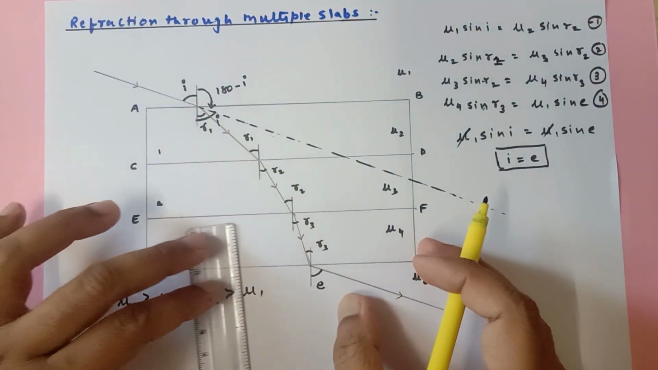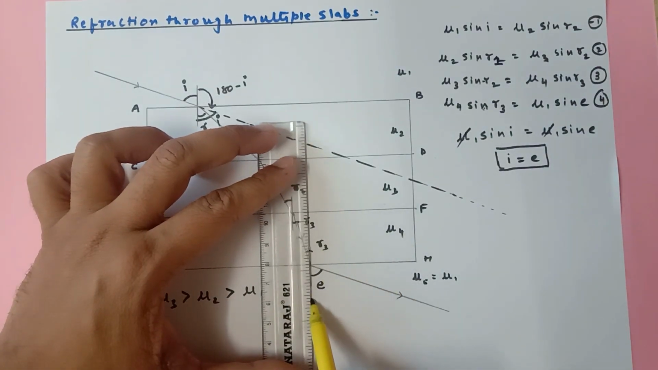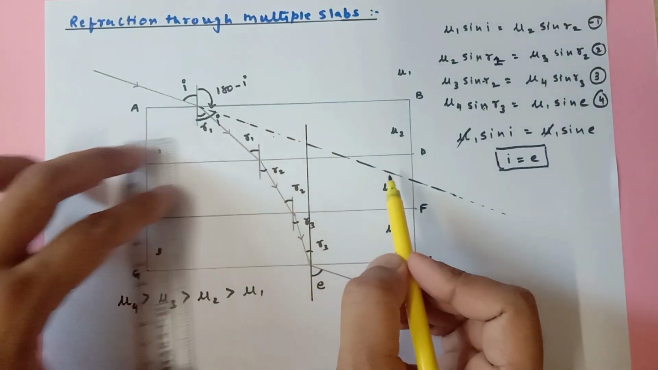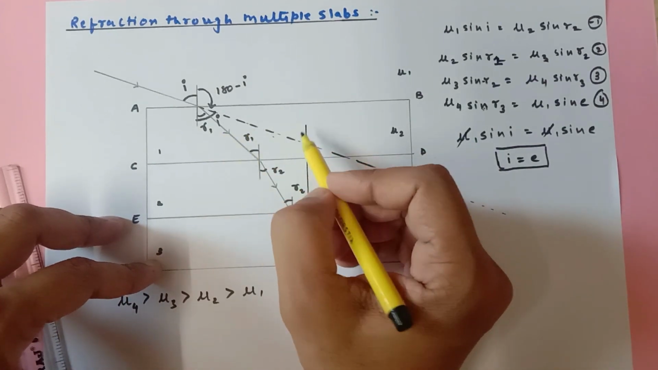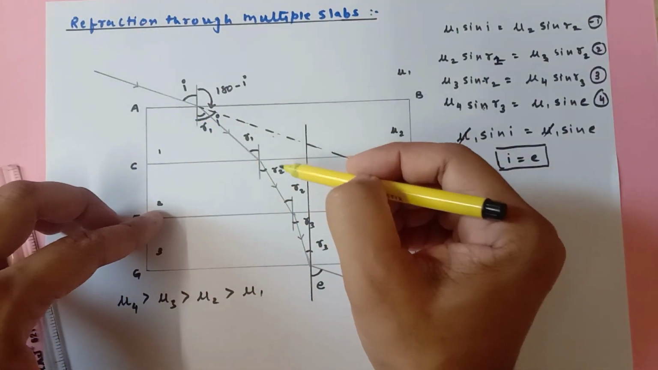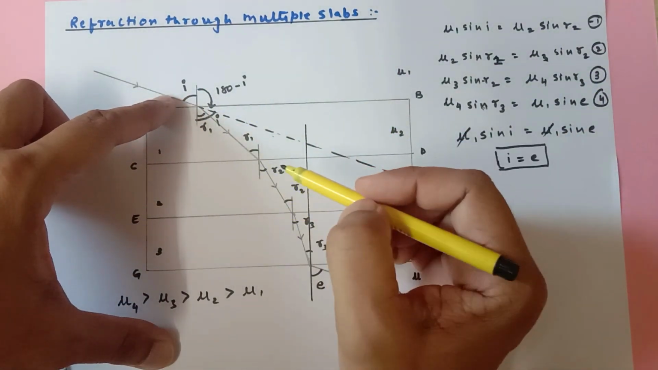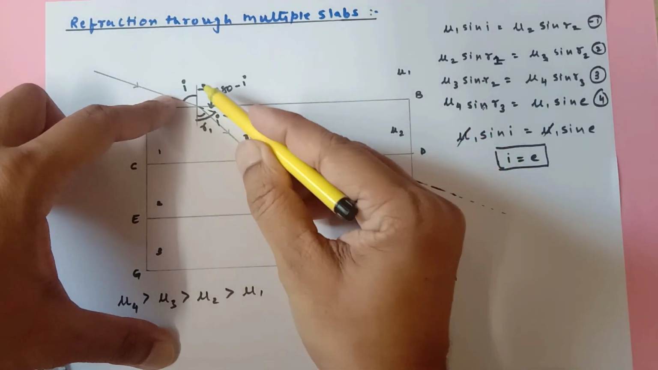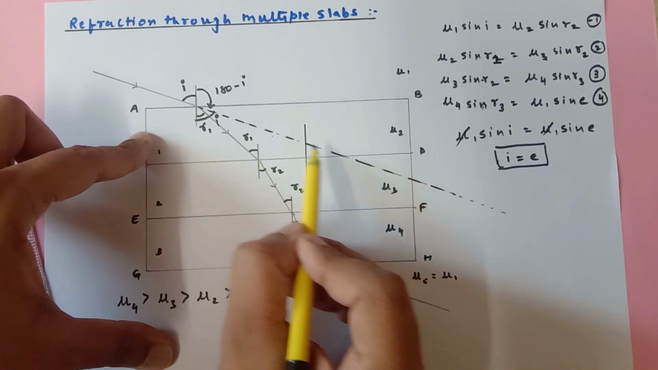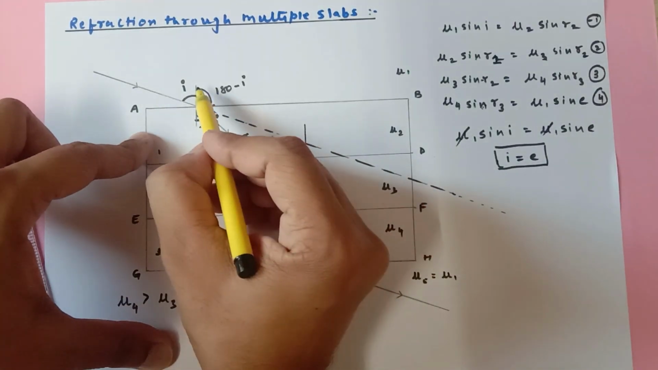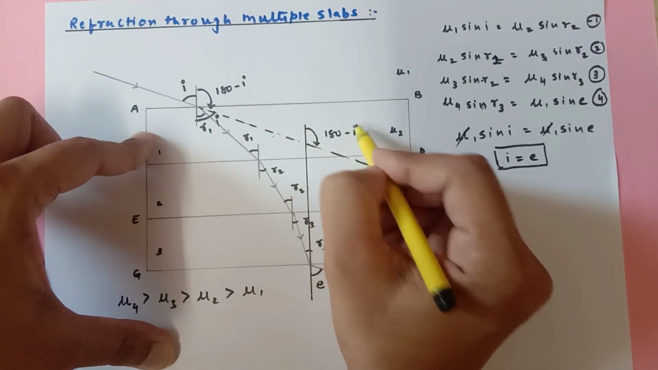Correct. Now what I am going to do is extend this normal and let it intersect this particular line, right? Okay, now see, since all surfaces are parallel, the normals to all the surfaces are also parallel to one another. So this last normal and this first normal are parallel and this dotted line acts as a transversal. Correct. So if this angle is 180 minus I, then this angle is also 180 minus I, because these two are corresponding angles.